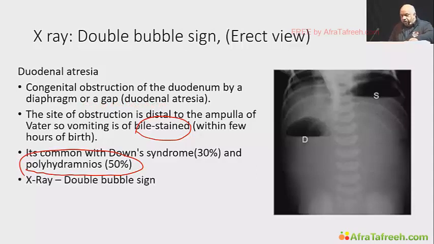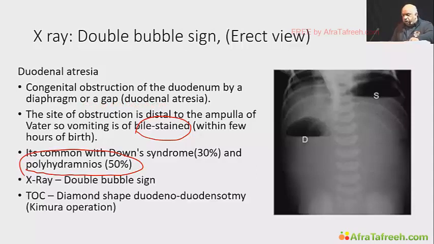And on X-ray you will get double bubble sign, and treatment is duodenoduodenostomy. Simple anastomosis of duodenum with the duodenum, proximal duodenum, distal duodenum. This name is not important. So I said Heller's myotomy is a very important name for MBBS. Ramstedt is a very important name. Kimura is not important. It's optional. If you remember, good. If you don't remember, fine. Because I'm quite confident this question will never be asked.